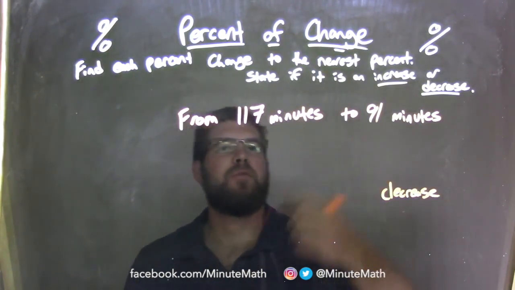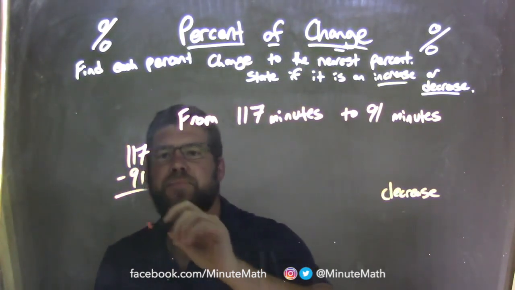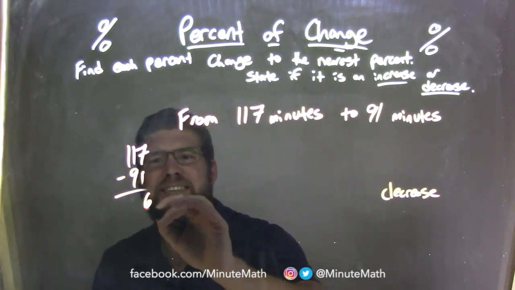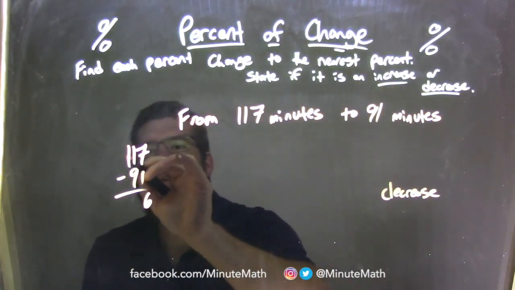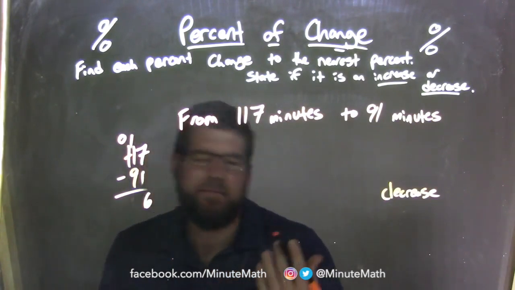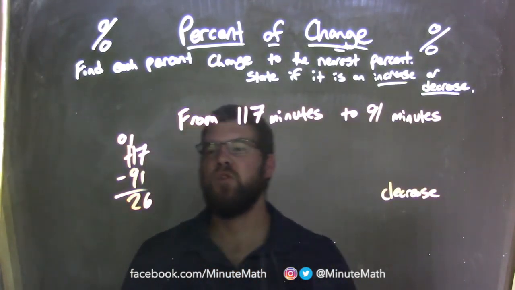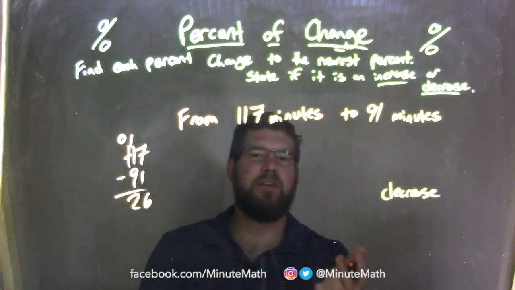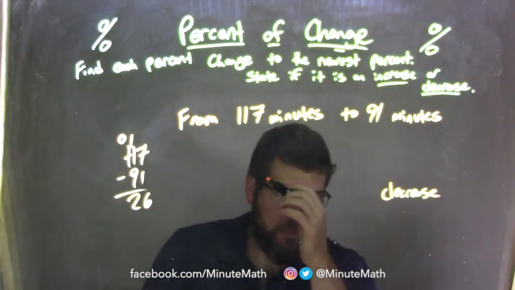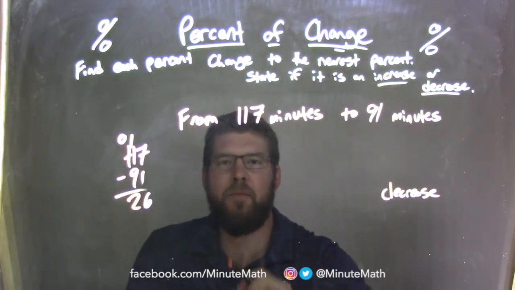I'm going to take a large number and subtract a smaller number. 117 subtracted by 91. 7 minus 1 is a 6. 1 minus 9, can't do that, right? So make that a 11. 11 minus 9 is 2, and we have a 26-minute decrease between these two numbers. But I don't care if it's negative or positive, I need to keep it positive. That's why I just need to find the positive difference between them.